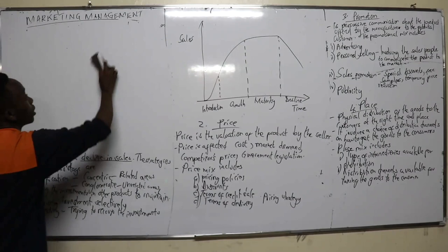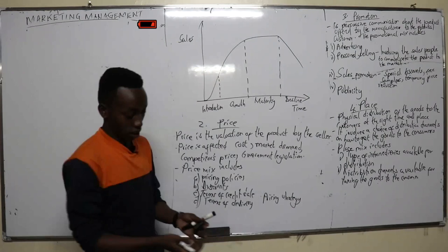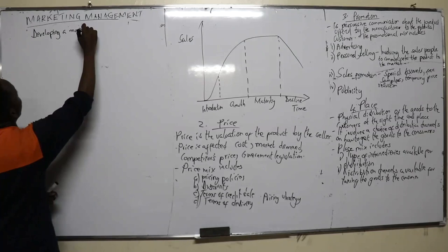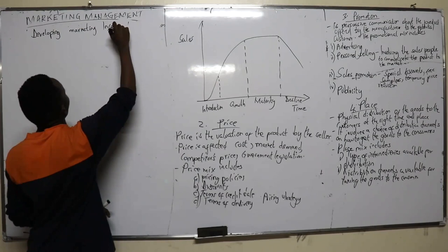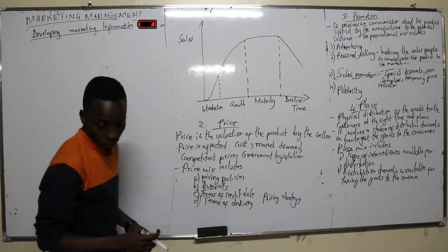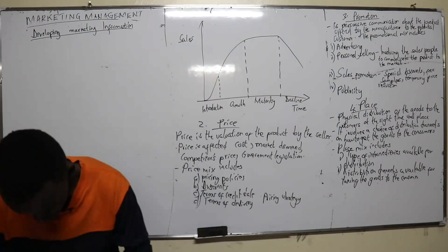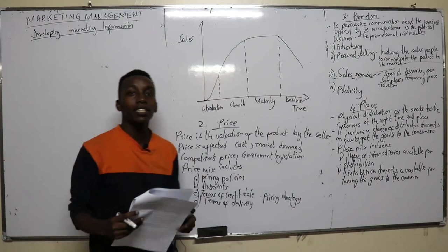Now, that brings us to the next concept of how then do you develop marketing information? For this one, you will also need to incorporate a marketing information system. So, developing marketing information. Marketing information is defined as that collection of data that will influence the kind of marketing strategies that you'll come up with.